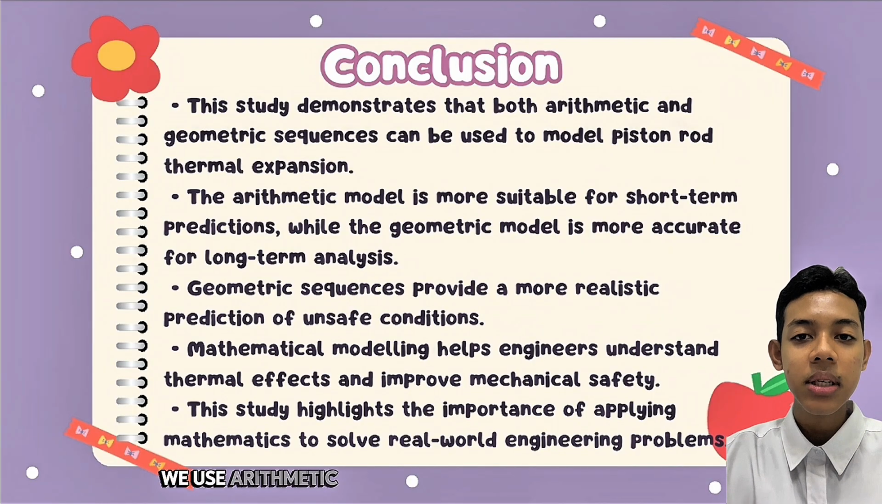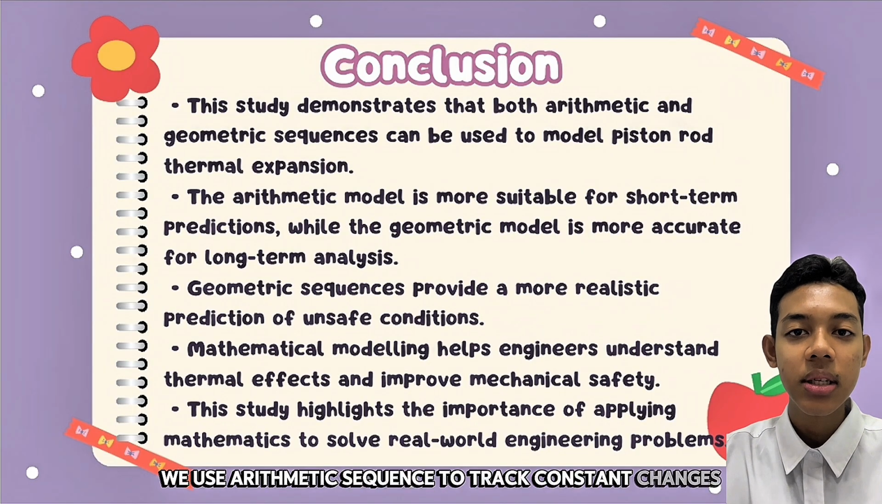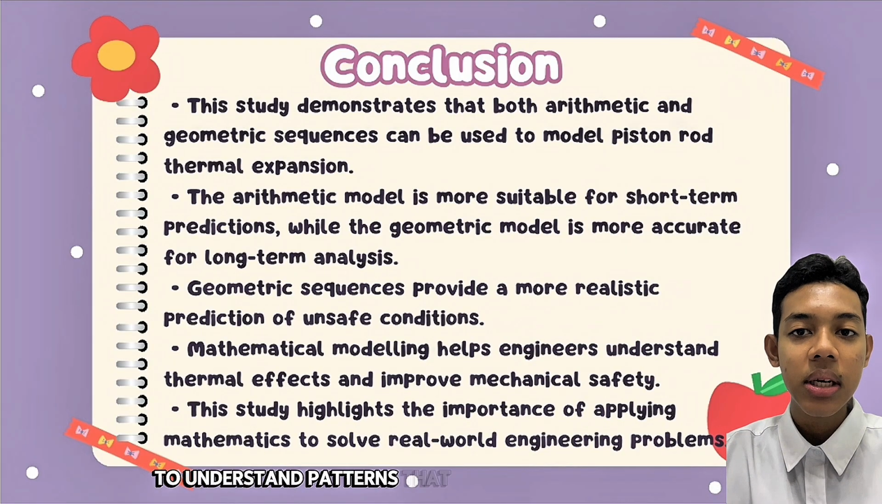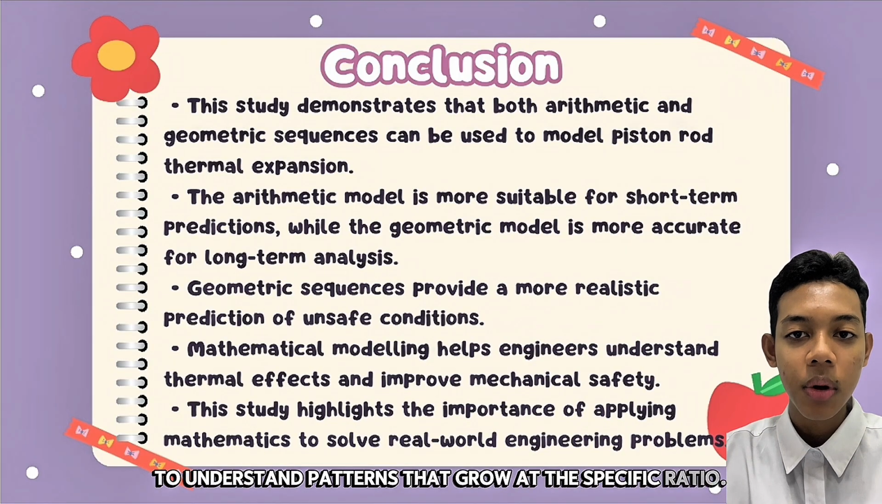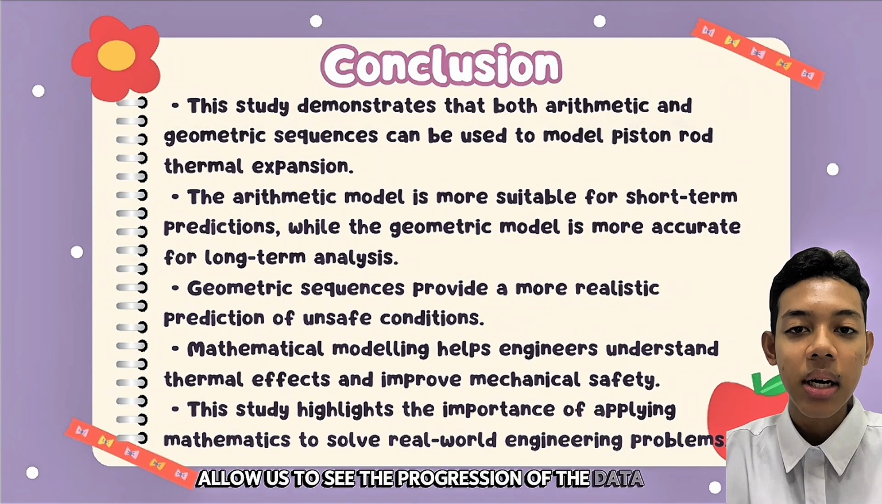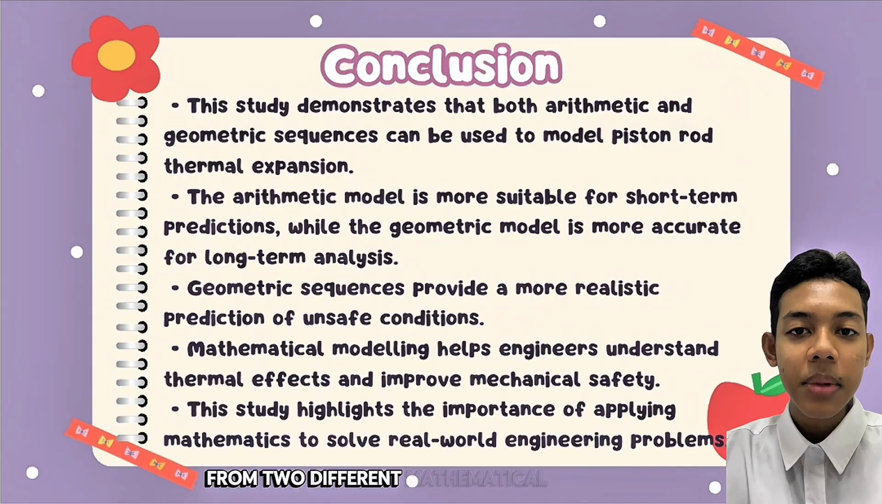To wrap this up, we can conclude our main findings. We use the arithmetic sequence to track constant changes in the data and the geometric sequence to understand patterns that grow at a specific ratio. Using both methods allows us to see the progression of the data from two different mathematical perspectives.